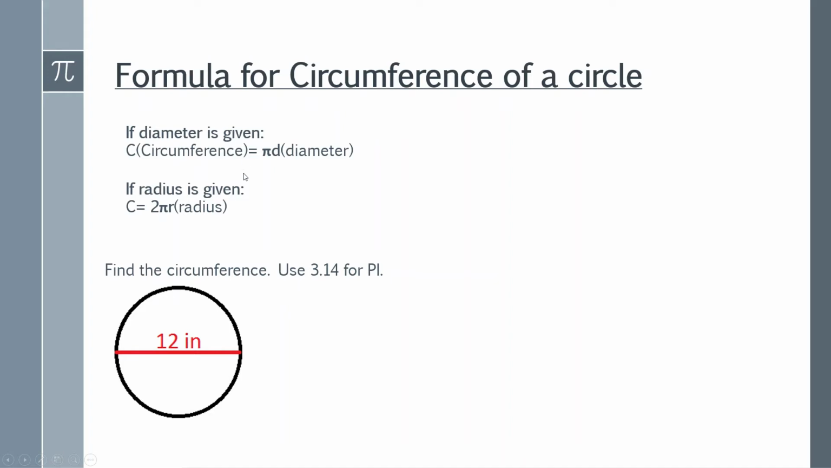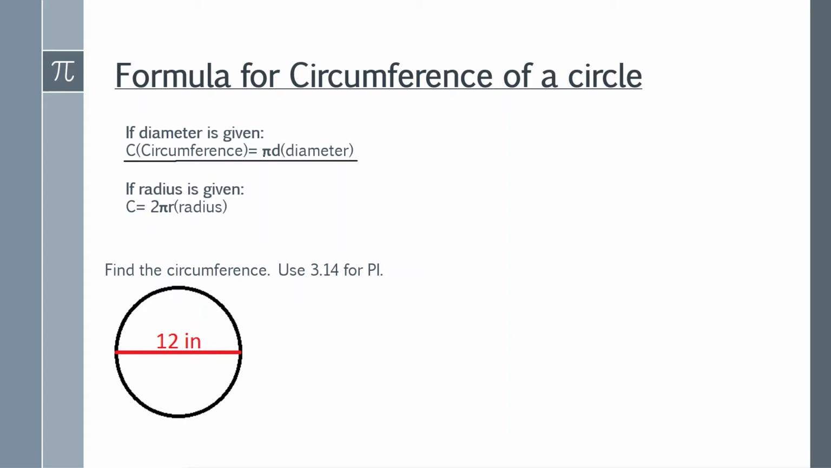So now an example problem that I'll solve, and then on the next slide you can solve a different one, obviously. So here I have: find the circumference, use 3.14 for pi. So let's see, it doesn't tell us if this is the diameter or the radius, but if we remember from our vocab words, diameter goes all the way through the center and radius is only half of it. So as we can tell, this would be the diameter, so we would need to use this formula over here.